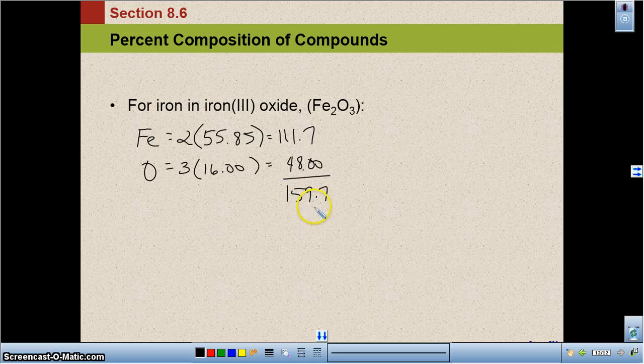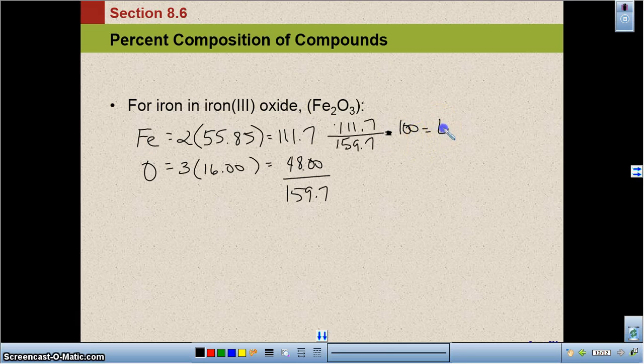So in order to find our mass percent of iron, we would take 111.7, which is iron, and divide it by the total, which is 159.7. So 111.7 divided by 159.7, and then we're going to take that answer times 100.